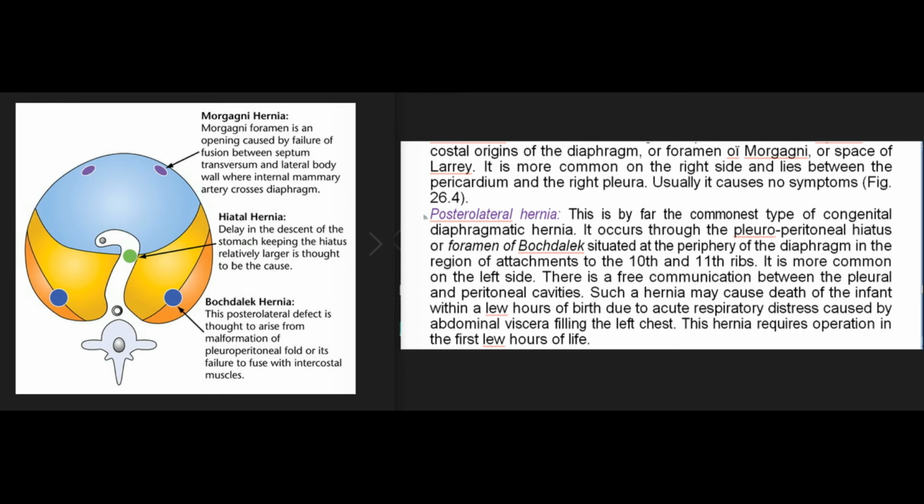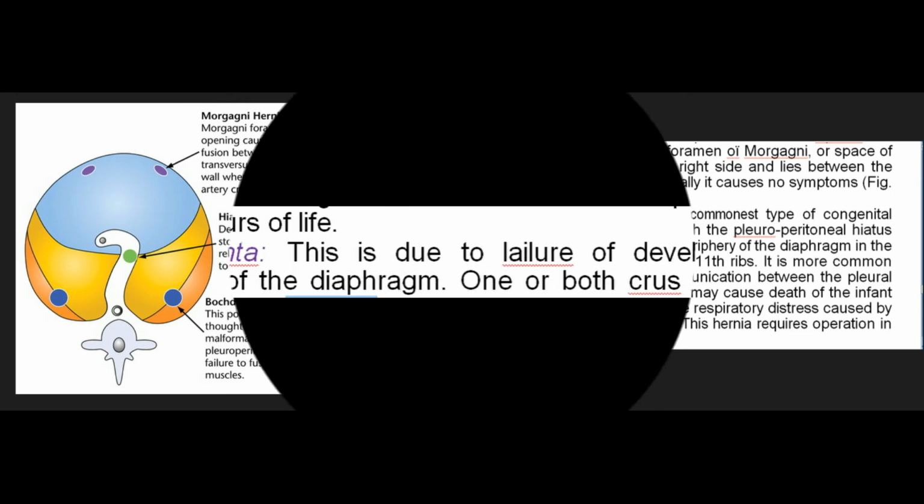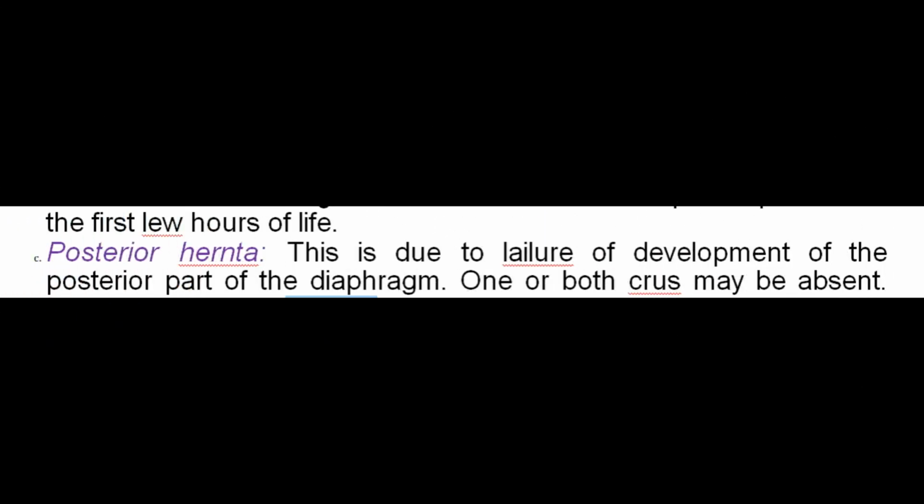B. Posterolateral hernia. This is by far the commonest type of congenital diaphragmatic hernia. It occurs through the pleuroperitoneal hiatus or foramen of Bochdalek situated at the periphery of the diaphragm in the region of attachments to the 10th and 11th ribs. It is more common on the left side. There is a free communication between the pleural and peritoneal cavities. Such a hernia may cause death of the infant within a few hours of birth due to acute respiratory distress caused by abdominal viscera filling the left chest. This hernia requires operation in the first few hours of life.